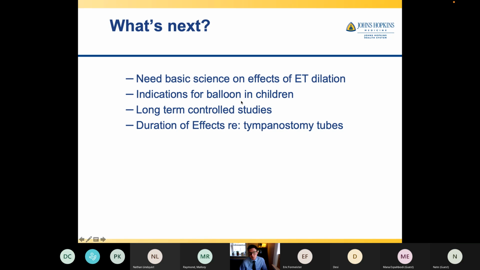We need better indications for children, who inevitably are going to have this done more and more commonly. It's currently only FDA approved for adults 18 and older. We have done some children at our institution. I think the youngest has been 9 years old. The duration of effects are still unclear, especially with respect to whether tympanostomy tubes are better.